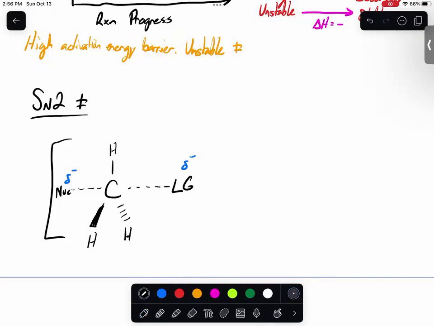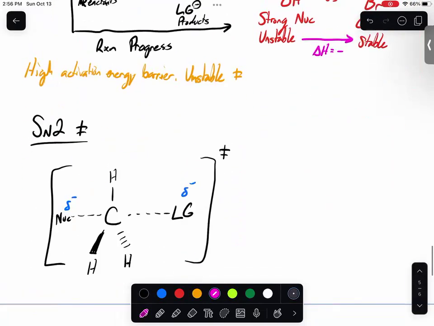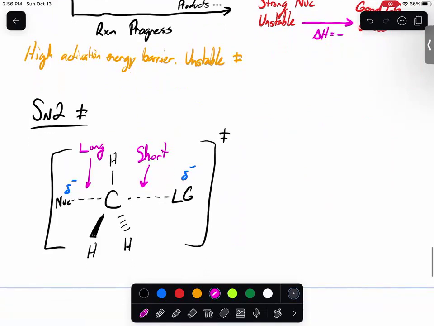If we're using Hammond's postulate, we can also label some things, right? Because it looks more like the reactants. So this bond to the leaving group should be short because it's mostly associated. This one to the nucleophile should be long. But here's the thing. Notice that the reason that this is so unstable is primarily due to the shape, right? Notice what it looks like around that carbon. The carbon looks like it has five bonds, right? And we know that is not very stable.